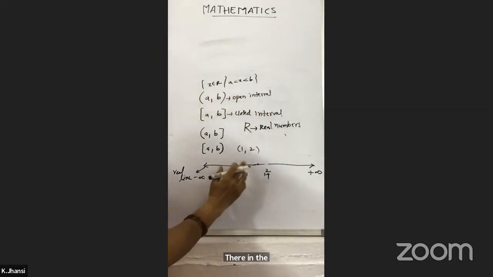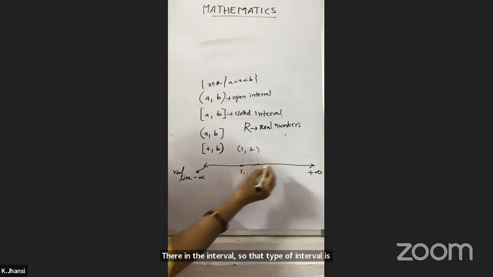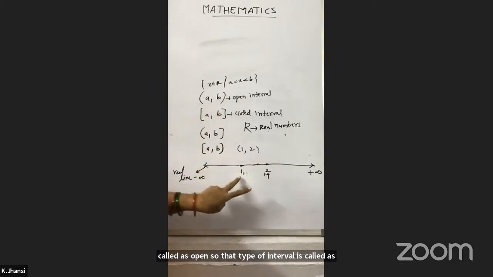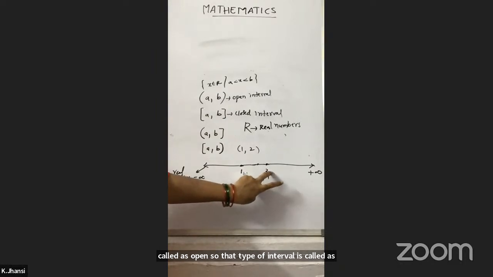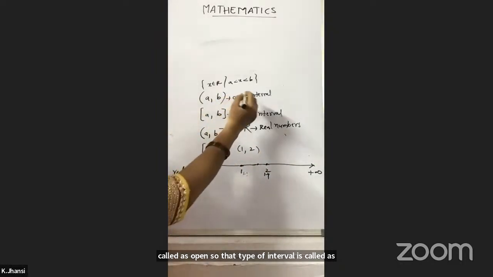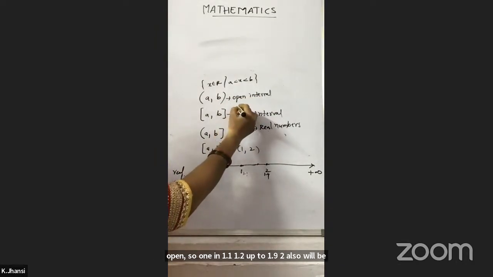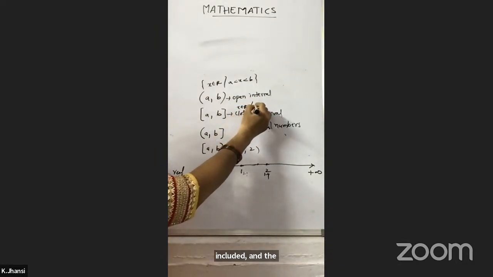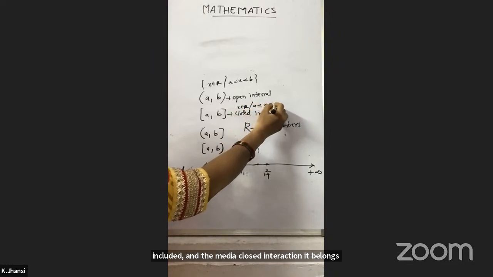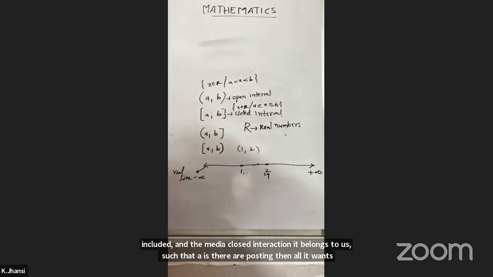Closed interval means both endpoints will be included. That is 1, 2: so 1, 1.1, 1.2 up to 1.9, and 2 also will be included. And the definition of closed interval is written as: x belongs to R such that a is less than or equal to x less than or equal to b, like this.